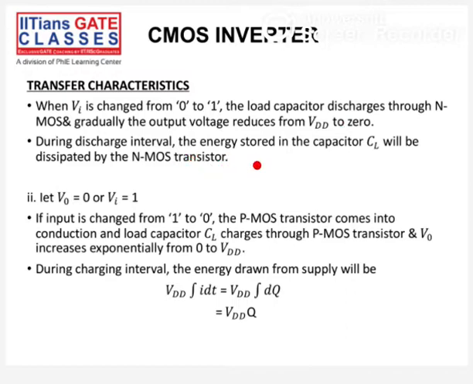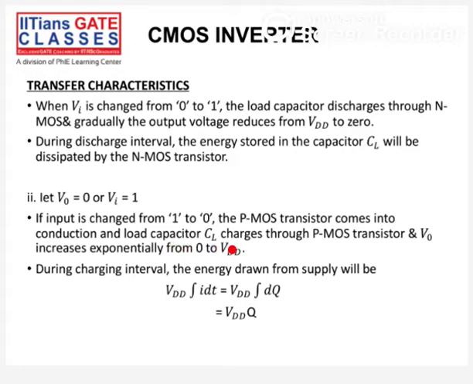During the discharge interval, the energy stored in the capacitor CL will be dissipated by the NMOS transistor. Whatever energy is stored, that is CL VDD square divided by 2, will be dissipated by the NMOS transistor. Now in the second case, we will consider that V output is at 0 and Vi is at 1. Second condition.